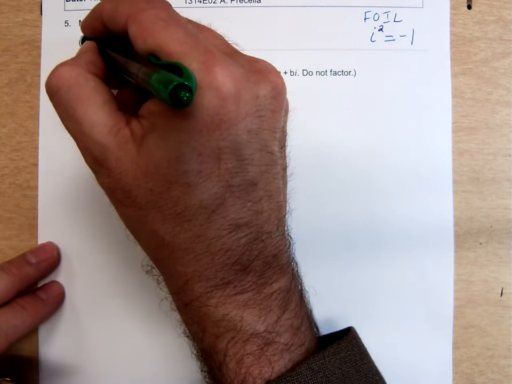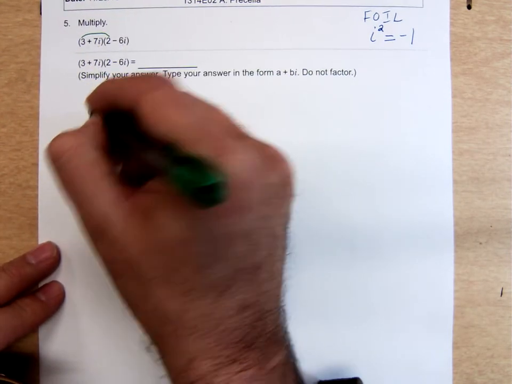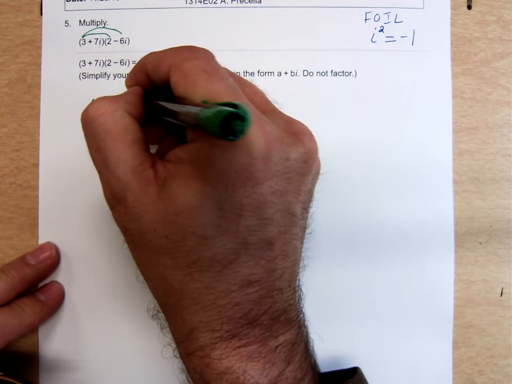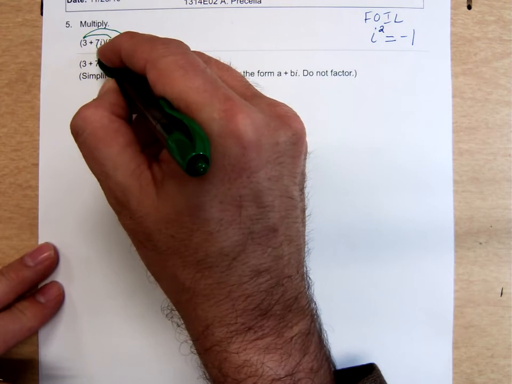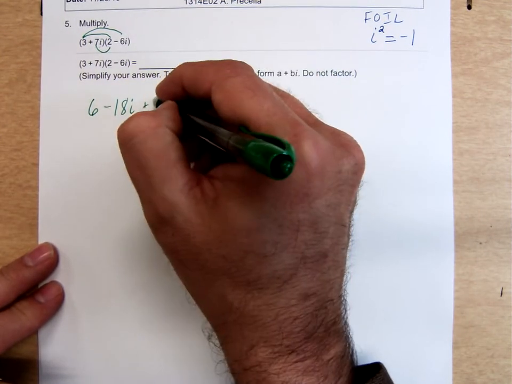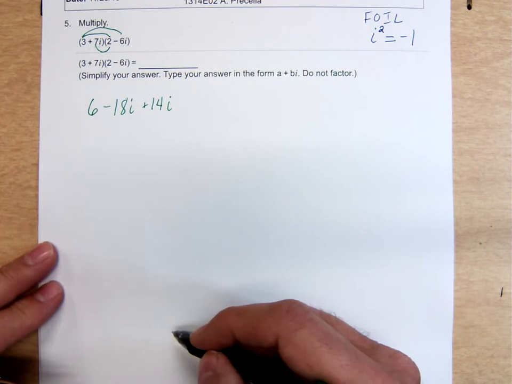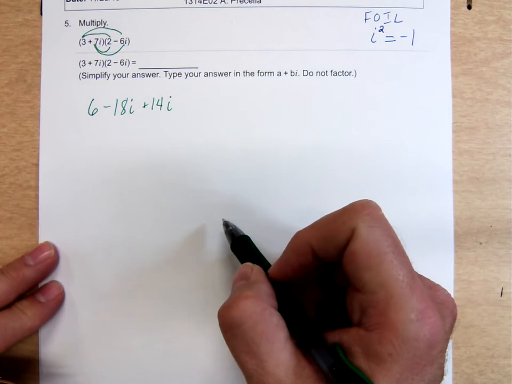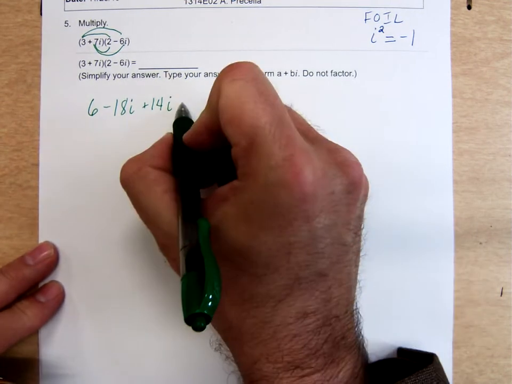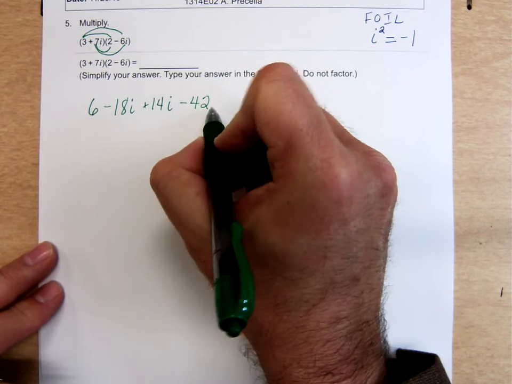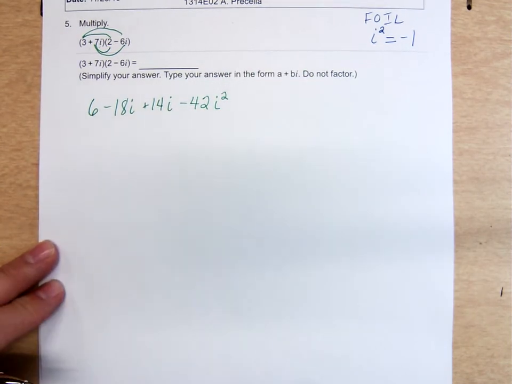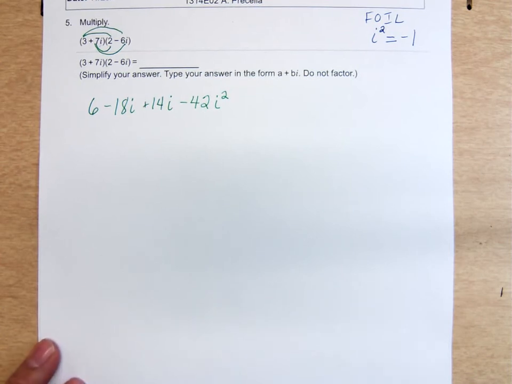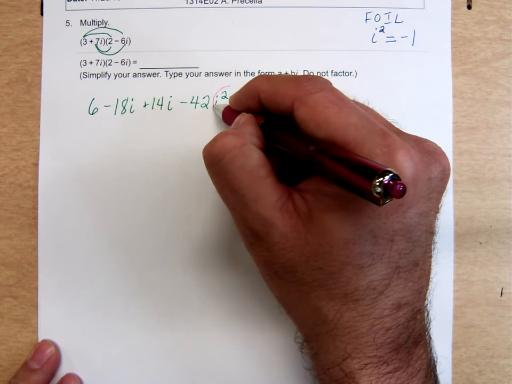So let's see, starting to FOIL it out, we'd have a 6 minus 18i. First, outer, inner would be, is that a plus 14i? And then finally last, 7i times a -6i, that's a -42i squared. So we FOIL and then replace the i squared with -1.